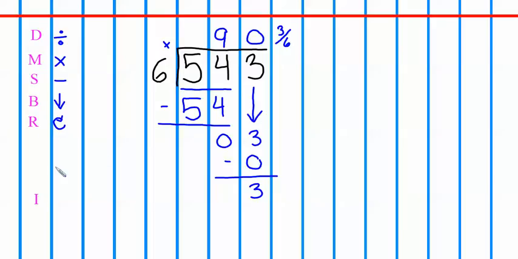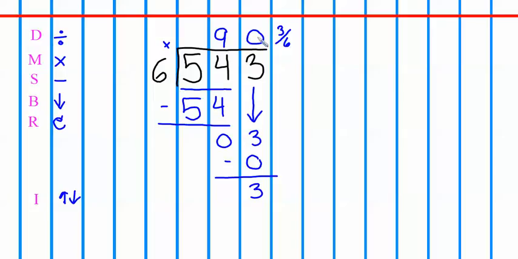Now it's a good idea to use one more pet in the family, the iguana. The iguana helps you remember to do the inverse step, which means we're just going to turn everything around. Since this is a division problem, we're going to use a multiplication problem to check our work. 543 divided by 6 gave us 90 and 3/6.